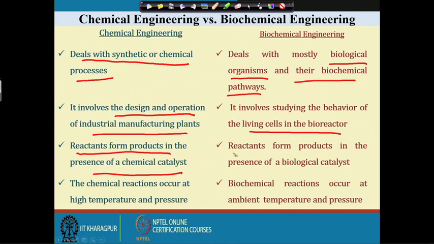Now, in the chemical process, another thing is that the reactants form products in the presence of chemical catalysts, and in biochemical engineering, the product formation takes place with the help of biological catalysts. Now, what is the difference between the chemical catalyst and the biological catalyst? For chemical catalysts, we have platinum, palladium, nickel, which can take part in a number of different types of reactions.